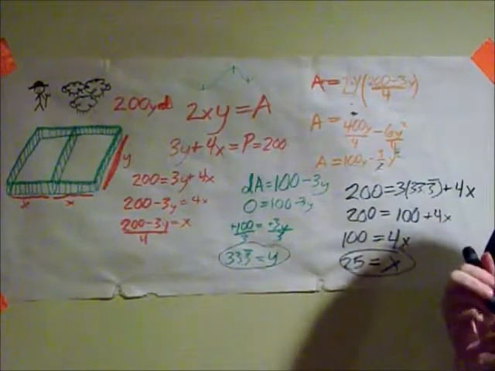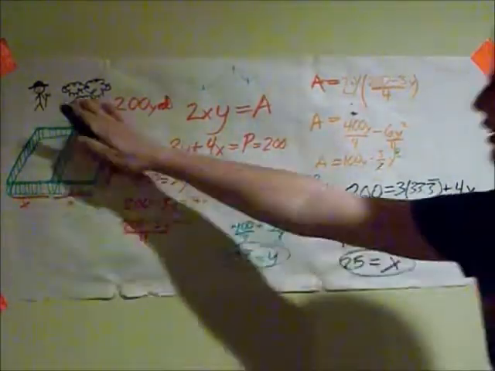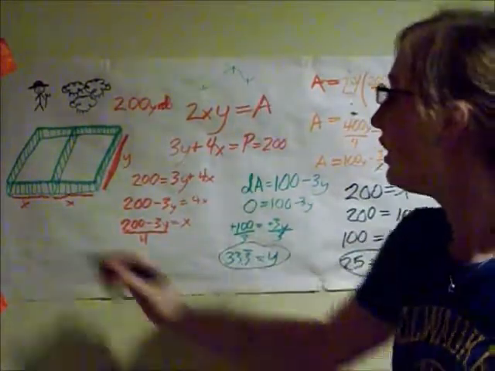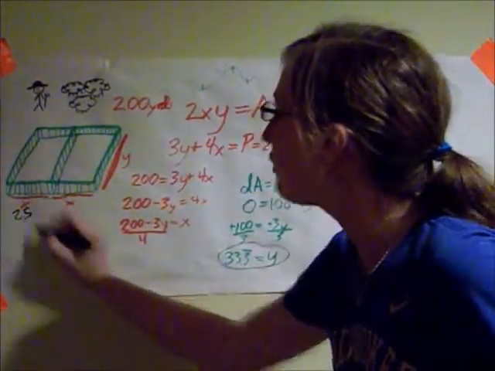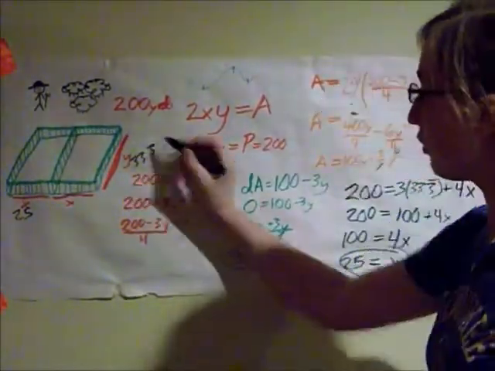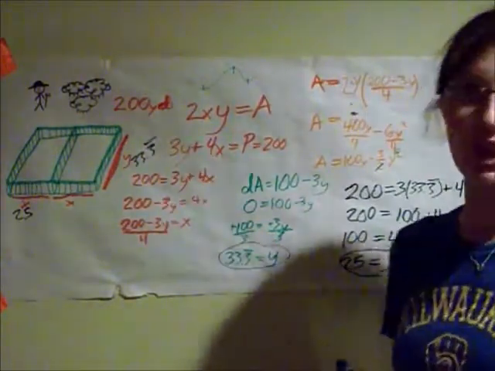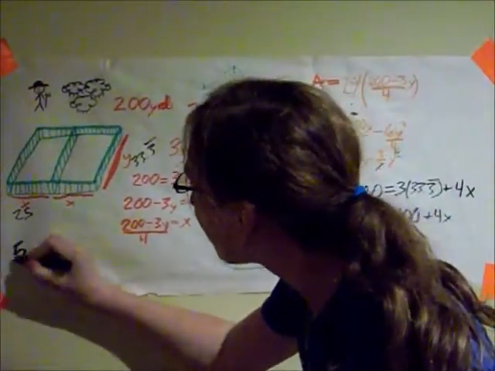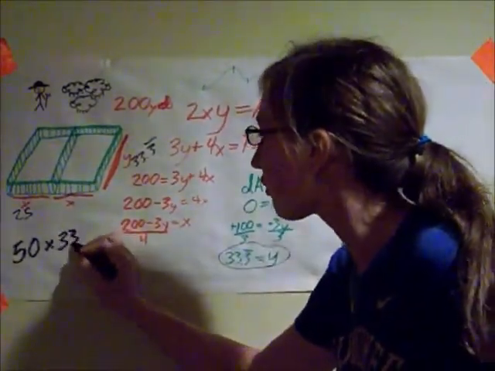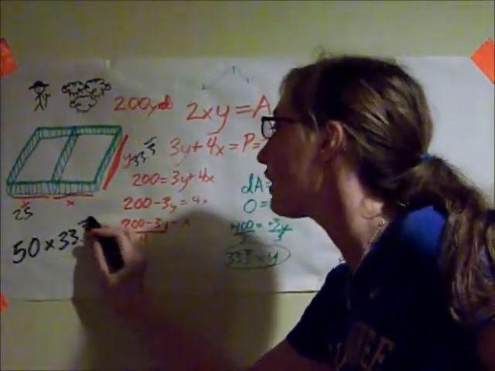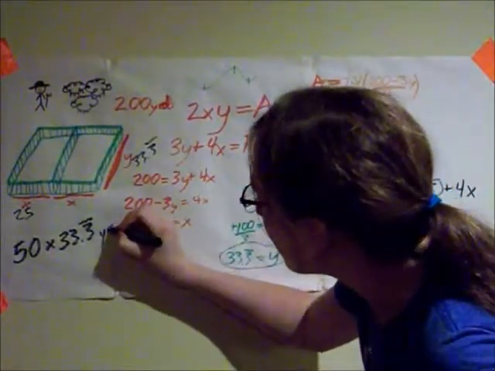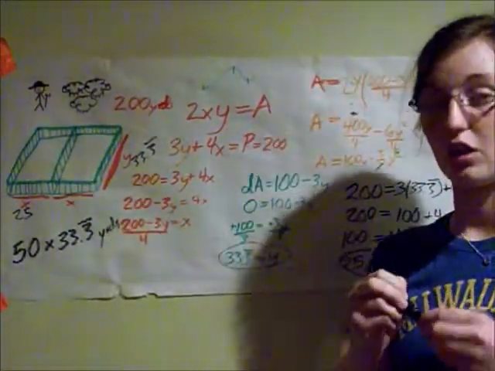So there you have it. For Farmer Joe's field, we have 200 yards of fencing to find the greatest area. X is equal to 25 and y is equal to 33.3 repeating. And so the dimensions would be 50, because we have the two of those, by 33.3 repeating. And then, oh, yards. Because we can't forget our units.